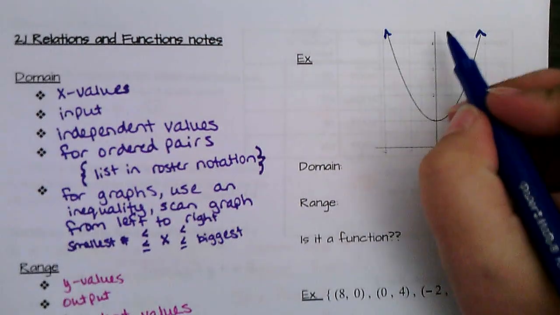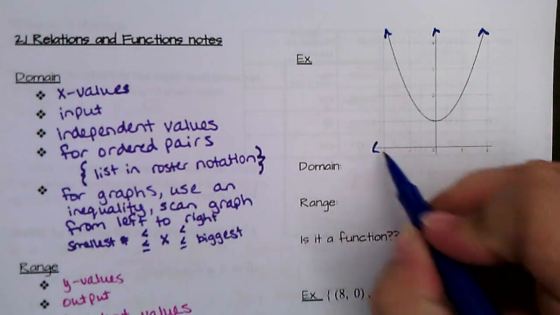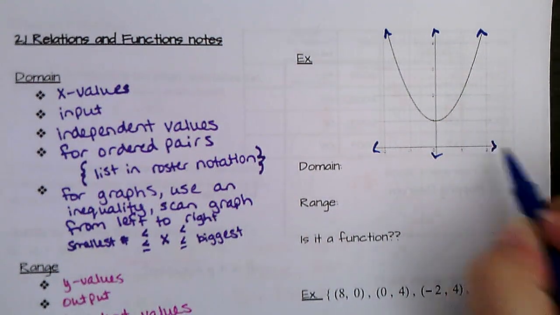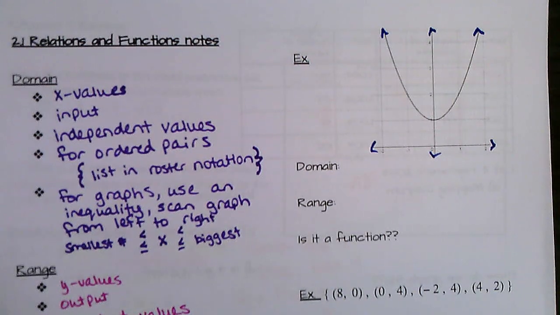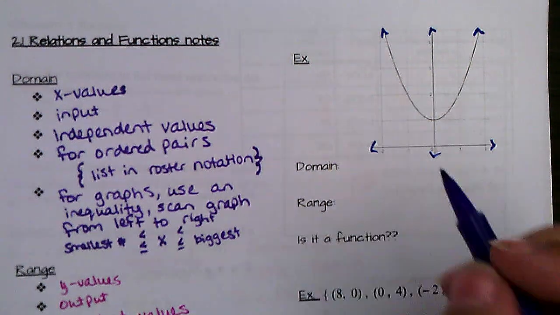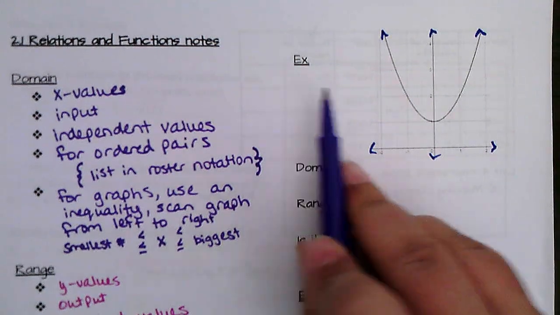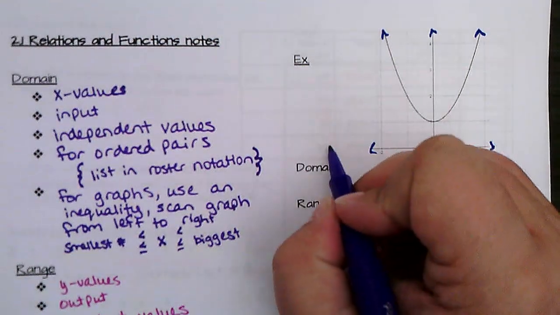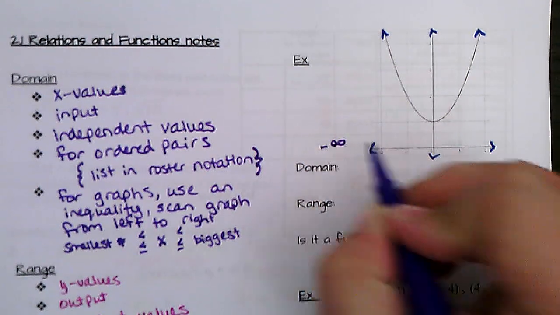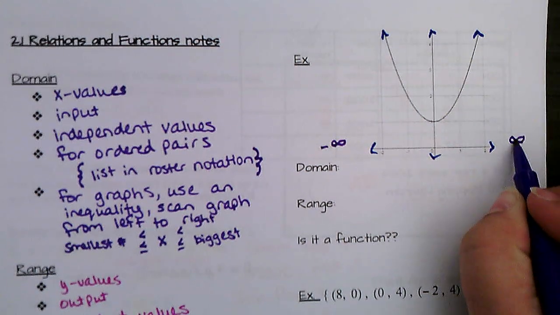This has arrows. This is also a coordinate plane, so it has arrows. So first of all, we're going to look at the domain. So domain, get the right color, that's purple. To do domain, we are going to scan from left to right. The leftmost number is negative infinity, and the rightmost number is positive infinity.